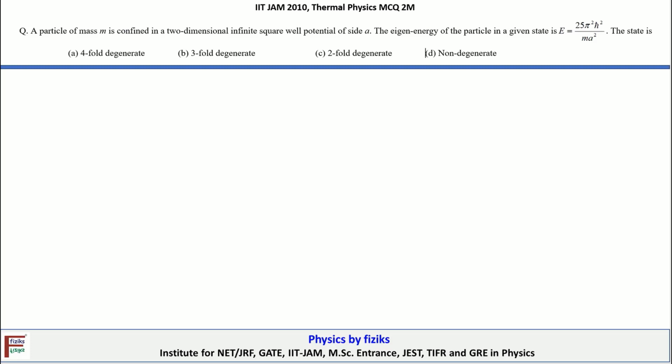So let's continue with the next question. The statement is, a particle of mass m is confined in a two-dimensional infinite square well potential of side A. Okay, the eigenenergy of the particle in a given state is given by this expression. The state is, so we have to identify the correct option out of the given 4 options. Okay, so let's try to understand this problem.